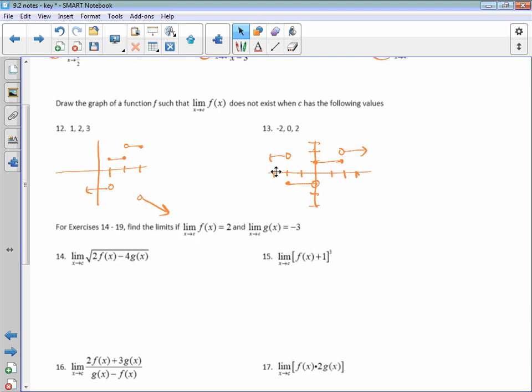All right, guys, again, it doesn't have to look exactly like that, but it's got to be piecewise. Yes. Okay, cool. It's good. Yeah, that's actually what I'm doing.